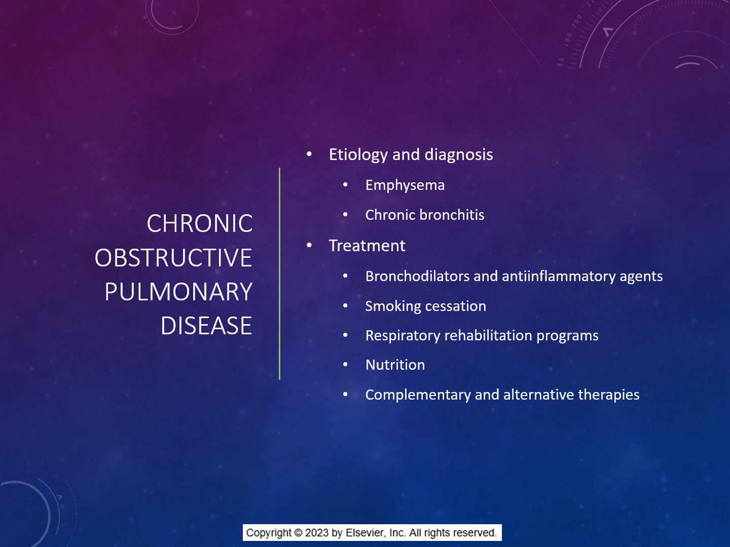Oxygen should be titrated to maintain an oxygen saturation of 88 to 92%. COPD patients have adjusted to chronic hypoxia and to high carbon dioxide levels. Nutrition is very important for patients with COPD because the extra work of breathing will use more calories, and anorexia can be present. Extra protein will be required to repair the damaged tissues.